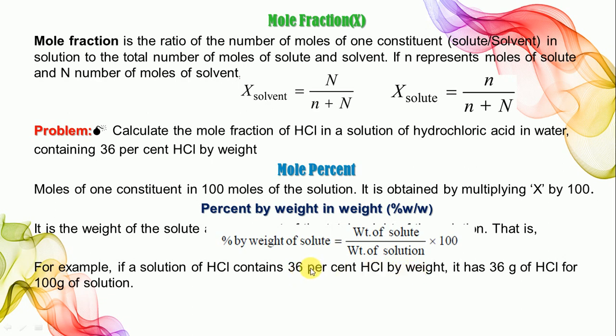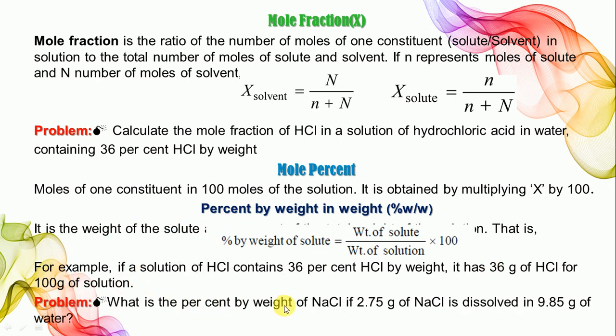For example, if a solution contains hydrochloric acid 36% by weight, what does it mean? It means that it has 36 gram hydrochloric acid. That means it is the weight of solute, and the rest of the weight, which is 64 gram, is the weight of solvent. 36 plus 64 indicates a total of 100 gram of solution. That means 36 gram is the weight of solute, 36 plus 64 is the weight of solution, and the weight of solvent is 64 gram.